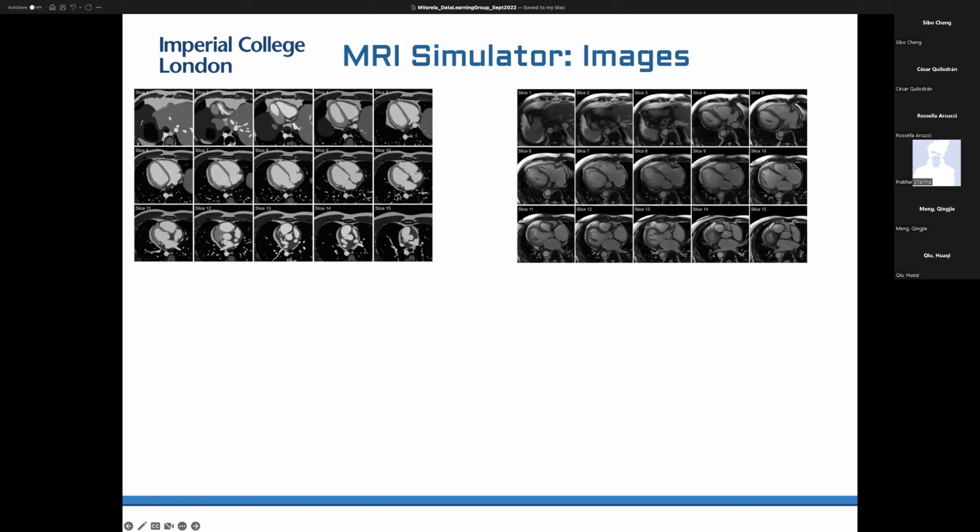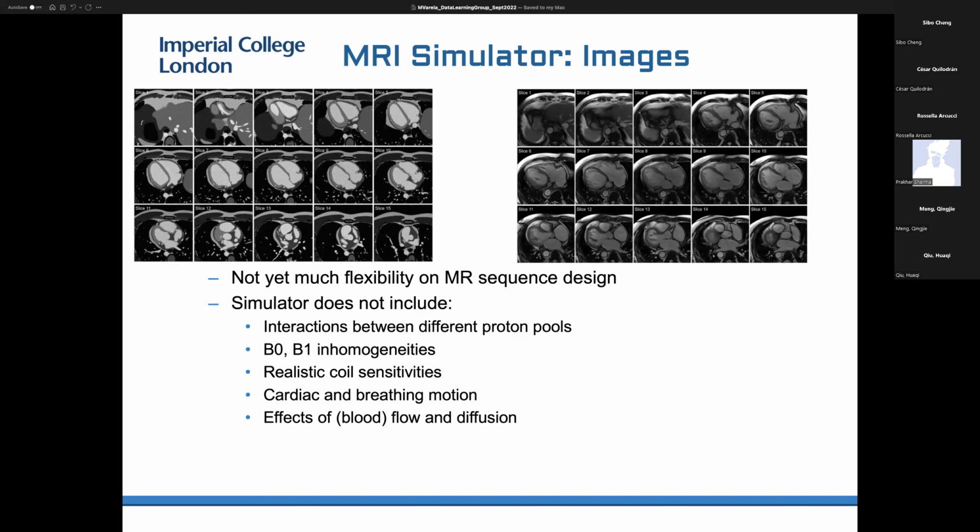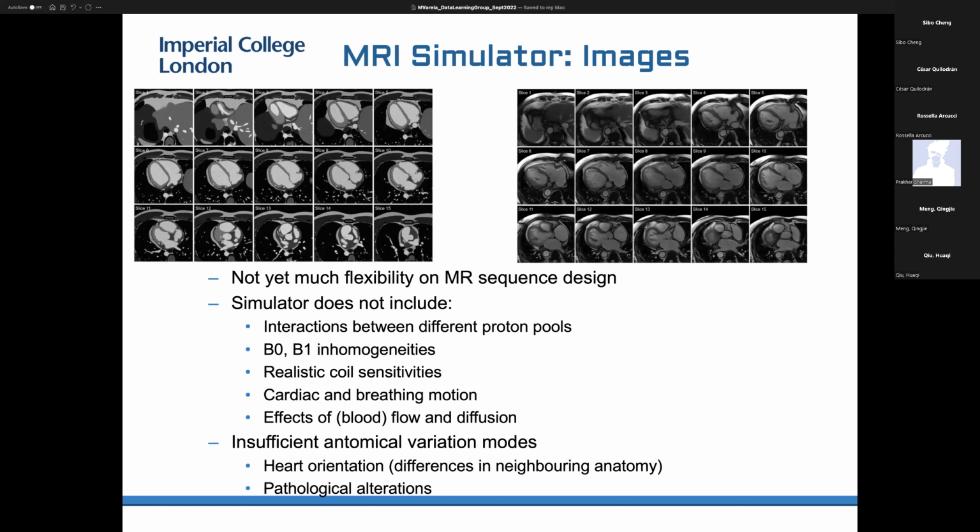And these are different slices across different levels of the heart. So still no heart here, and this is close to the tip of the heart, the apex, and then moving here towards the atria and the top of the heart. So far, we don't actually have much flexibility on the MR sequence design. That's something we're working on, which is why the contrast is slightly different. And there's a huge list of things that the simulator doesn't include yet that we're trying to put in, and that I won't go into the details of.